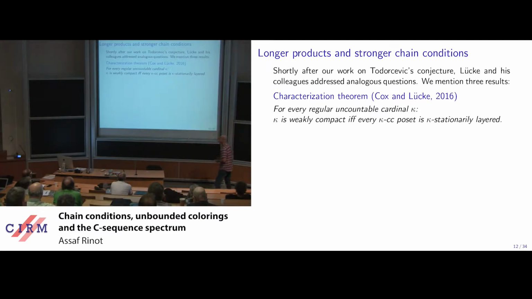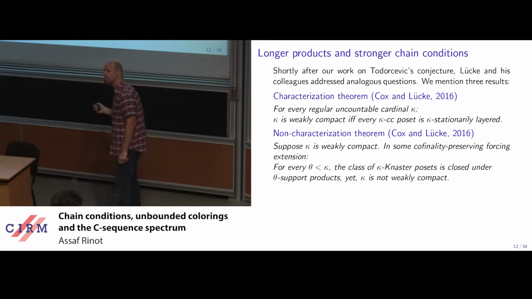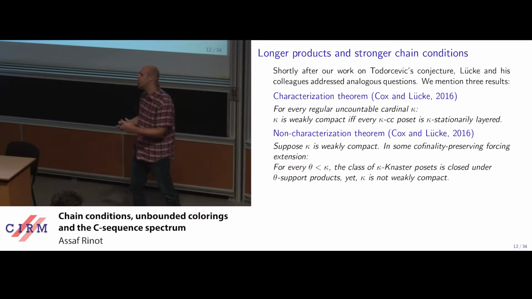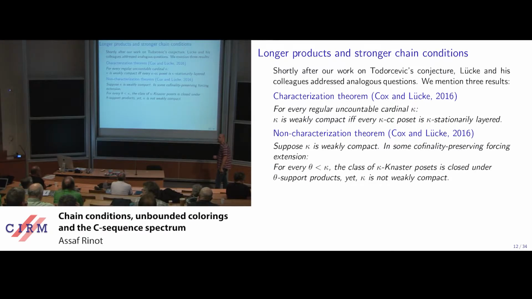And they also proved a non-characterization theorem, a negative result if you like. If you start with a weakly compact cardinal, then there is some cofinality-preserving forcing extension in which the property of being kappa-Knaster is preserved under products of any length below kappa. So this looks like a feature which is very close to being weakly compact, but apparently this doesn't characterize weak compactness. You can start with a weakly compact and go to an extension in which the cardinal is not weakly compact, but you still have preservation of kappa-Knasterness under very long products.